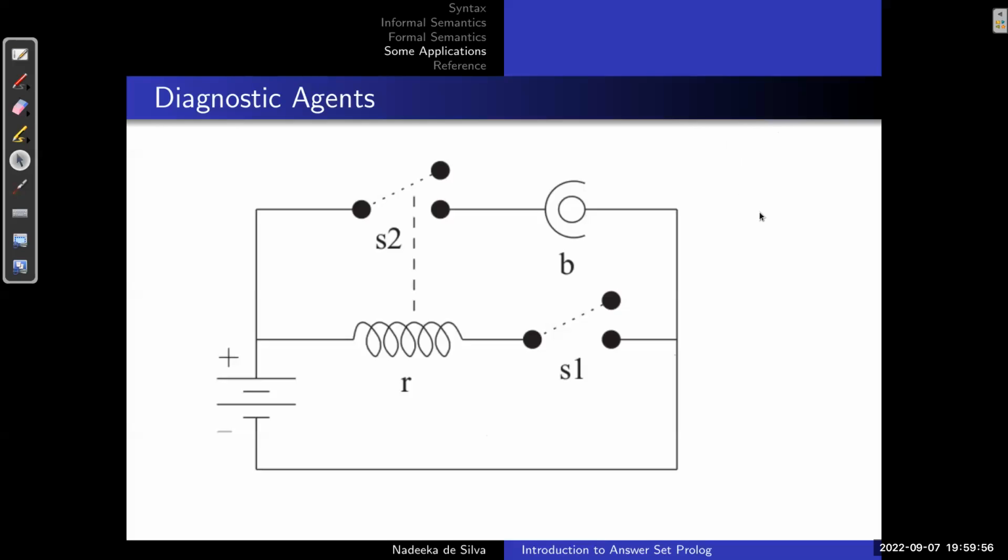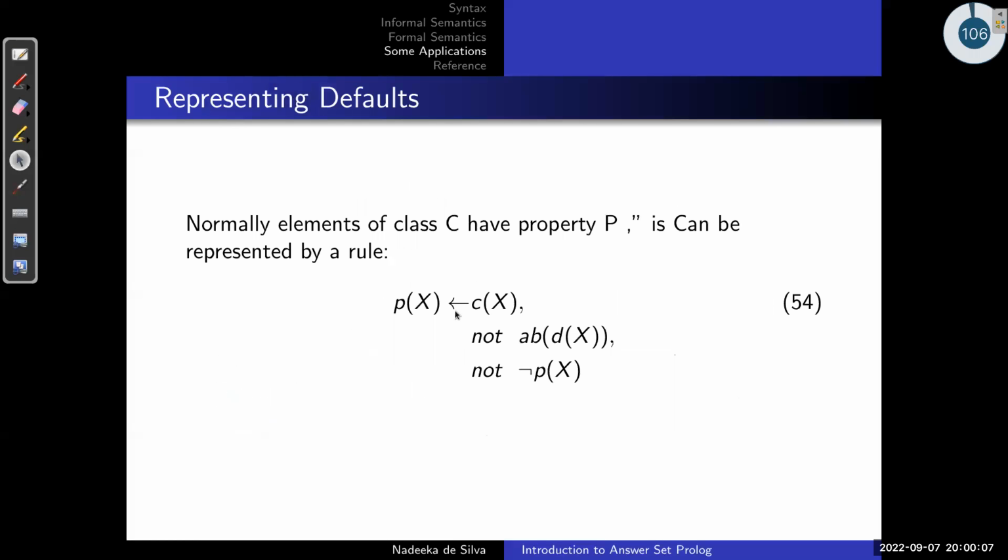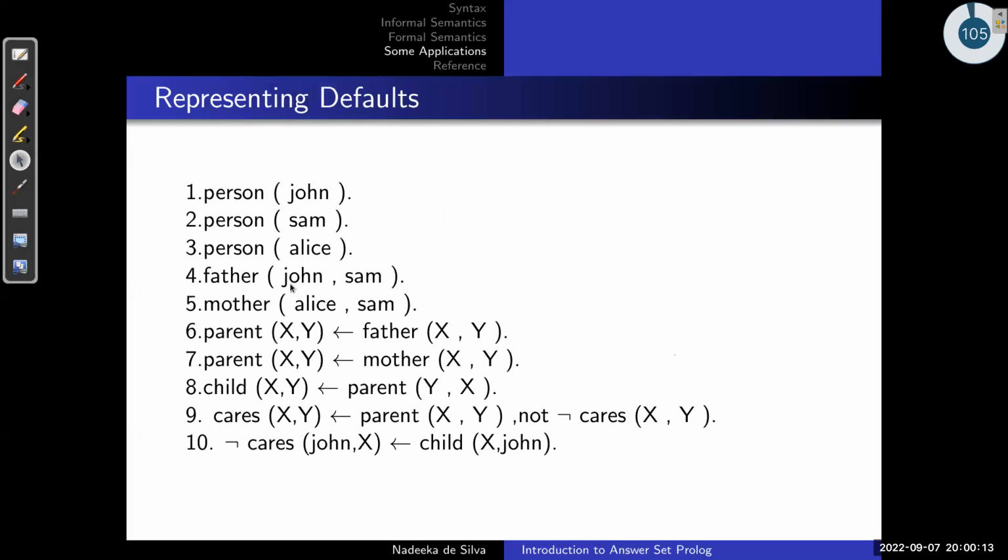There are also some other applications where we can use this for solving puzzles and things like that. When you write this program, we don't have to give an algorithm. We only need to define the problem. Even here, I'm giving just the definition of parent, and it can automatically decide who the parents are.